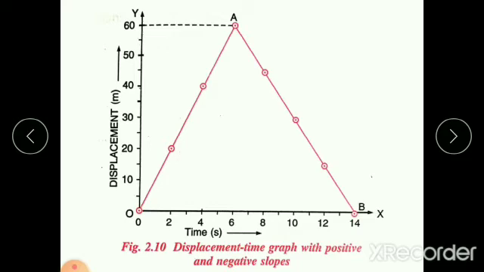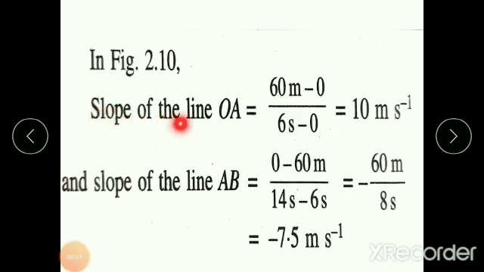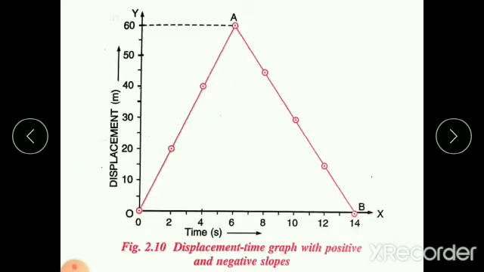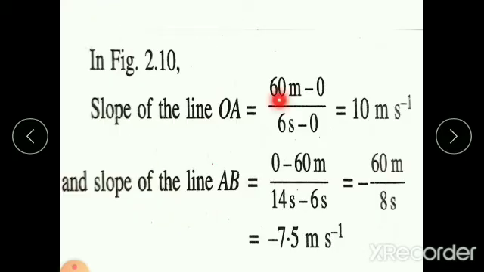Now you have to find out the velocity by taking the slope. The slope of the line OA is equal to 60 meters minus 0 divided by 6 seconds minus 0. That is 60 minus 0 on the y-axis, and on the x-axis 6 minus 0. So 6 ones are 6, 6 tens are 60, that is 10 meter per second. So the velocity is 10 meter per second.